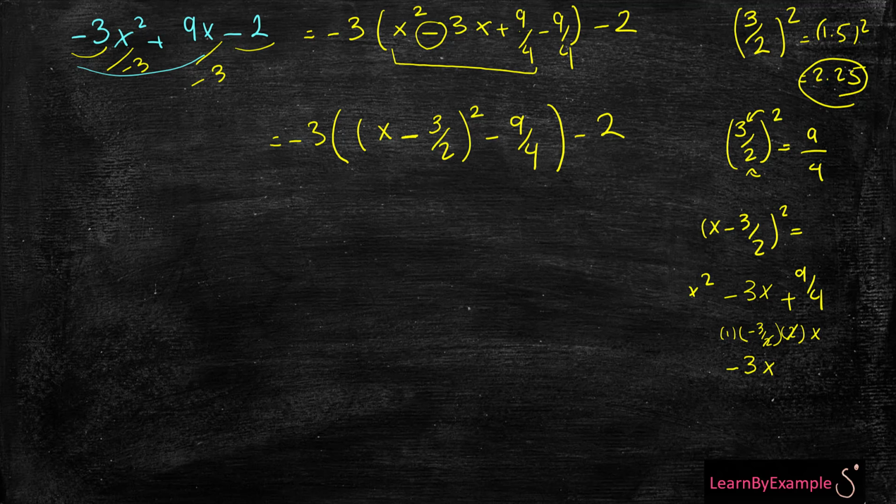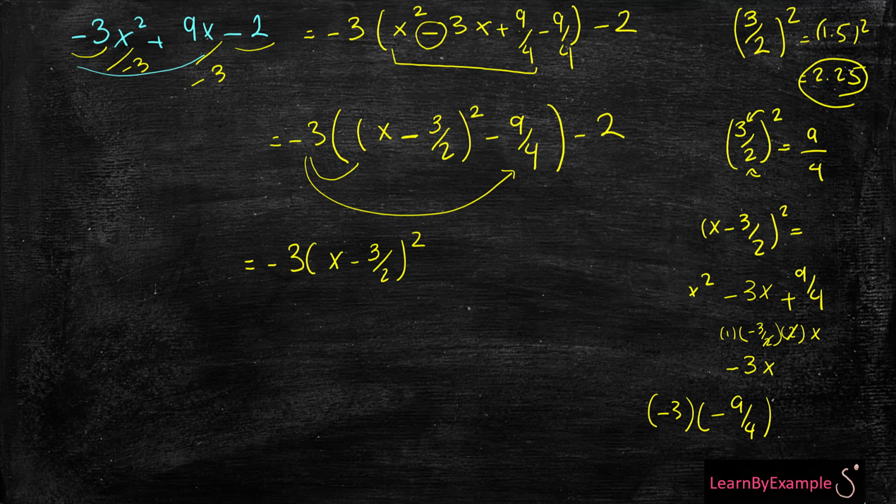Now the next step would be to expand the -3 into this bracket. Therefore, I will have -3 times x minus 3/2 to the power of 2. And then I'm going to have -3 multiplied by -9/4, which is just going to be negative times negative is just going to be a positive number. 9 times 3 is going to be 27/4. And then now that I got rid of these two big brackets, I'm going to write -2 as it was before. Now this looks more and more like a perfect square.